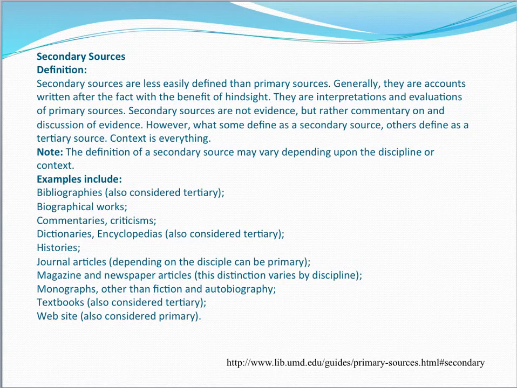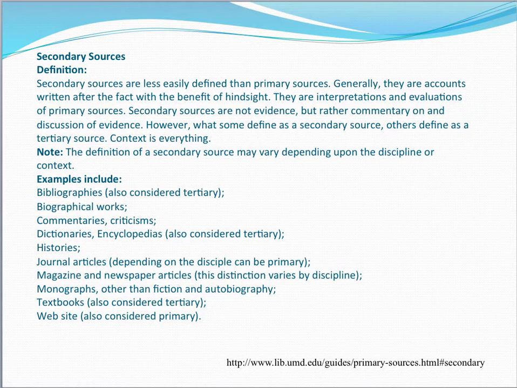Histories, journal articles, depending on the discipline, can be primary. And this is what I was talking about. If you collect original data, your paper may be considered a primary source. However, in other disciplines, it may be considered a secondary source. Magazine and newspaper articles. And here, in newspaper articles, if it's news and the journalist was there during the event, it may be a primary source, but if it's an article, it may be a secondary source.